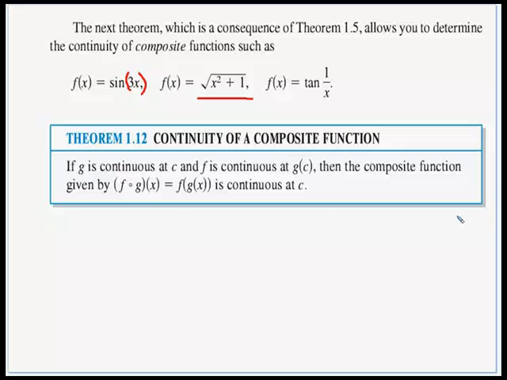And that's what we got here in the theorem box. If g is continuous at c and f is continuous at g of c, then the composite function given by f composed with g of x is equal to f of g of x, and that is continuous at point c.